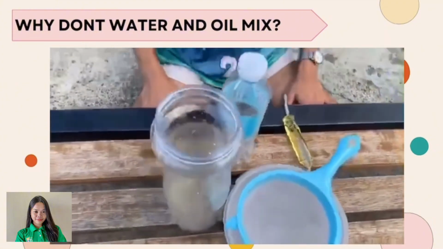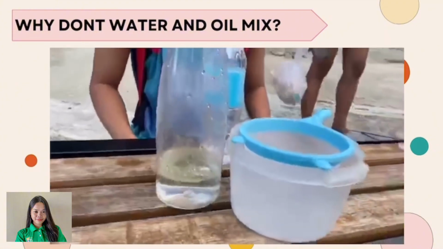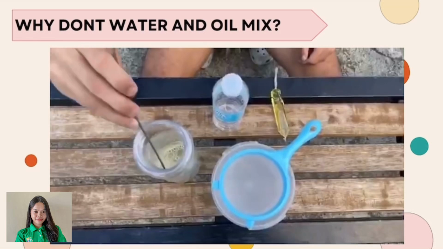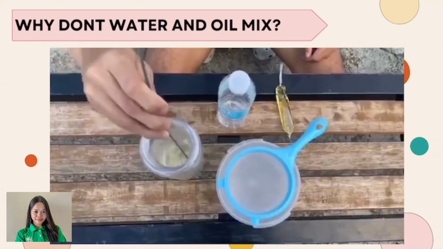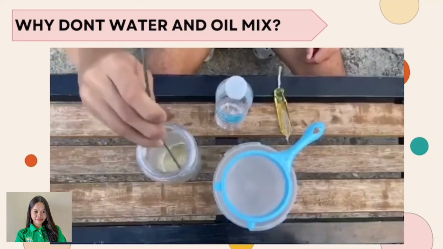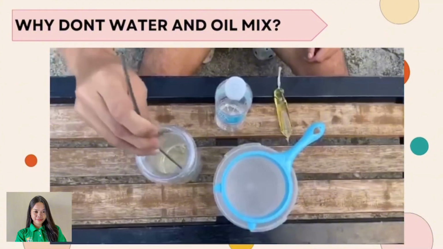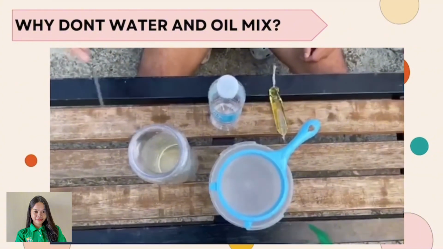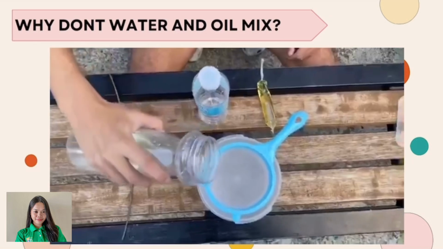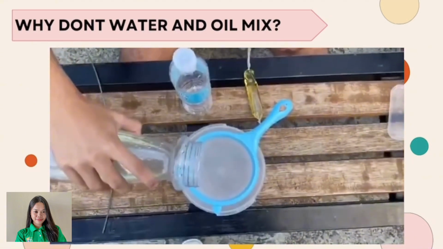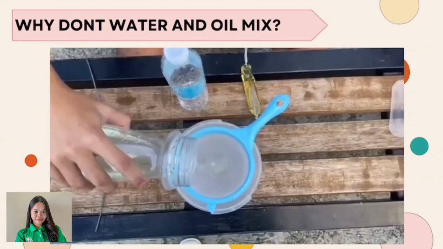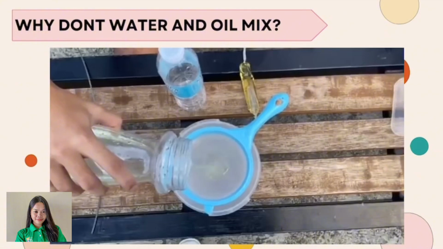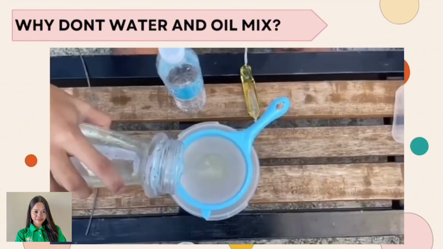Water molecules are polar, meaning they have positive and negative sides that attract each other. Oil molecules are nonpolar, meaning they do not have a charge and therefore do not interact with water molecules. Oil floats on top because it is less dense than water. The oil molecules are more spread out, making it lighter than the denser water molecules.